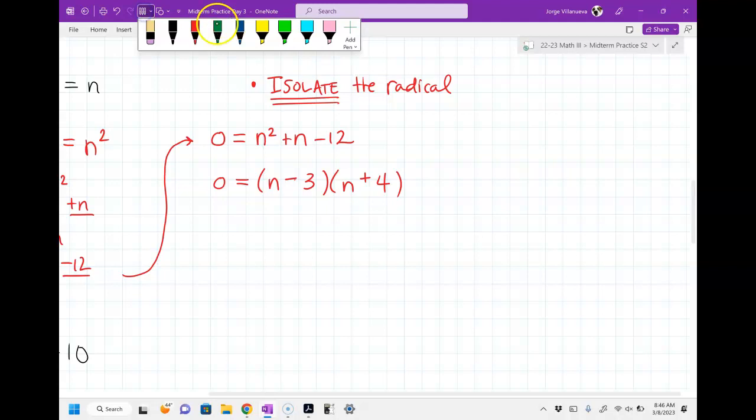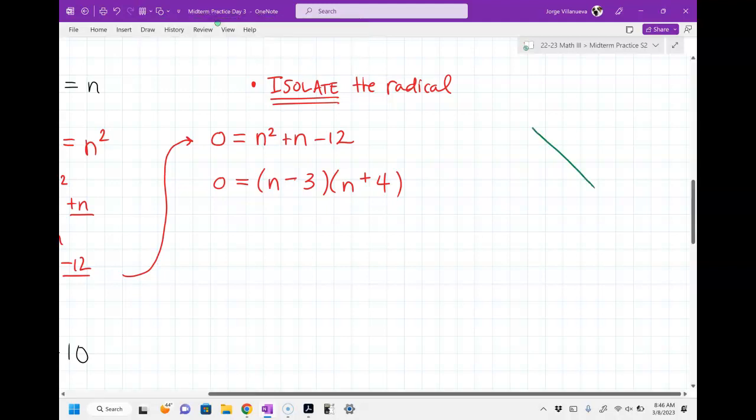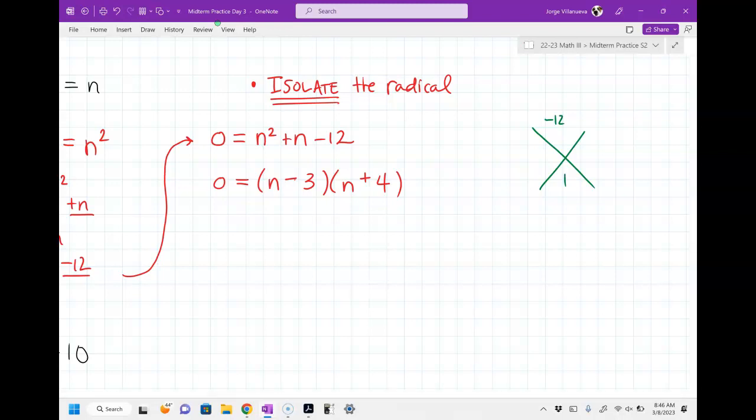I'm going to do it over here to the right side. So X method, this is a negative 12, a positive 1, right? Because A times C, that's negative 12. B is positive 1. I want to use a negative 3 and a positive 4. So this gives me n minus 3, n plus 4. Notice that's exactly what we got, right?